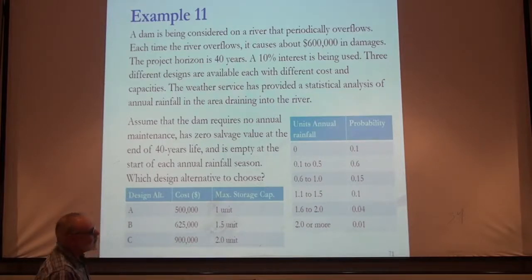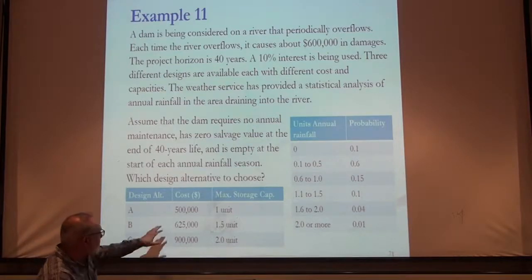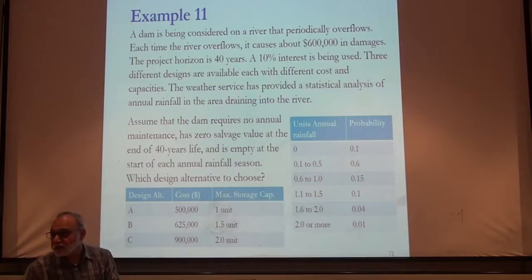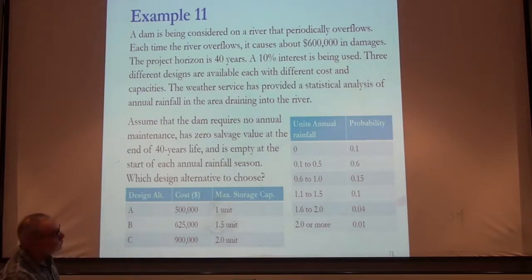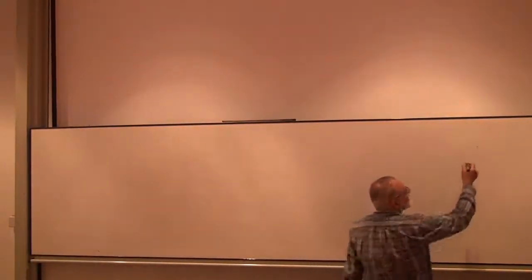Okay. So let's try to solve this problem now. Just remember these numbers. You just have to tell me what these numbers are, and we are going to solve this. What was the discount rate? 10%. So in this case, we can work out the present worth factor and capital recovery factor.